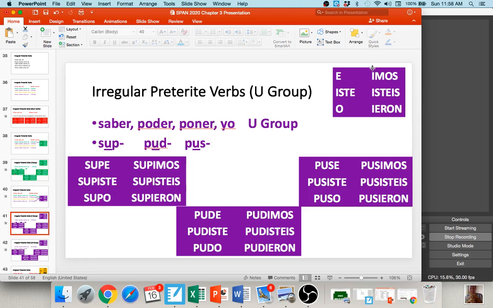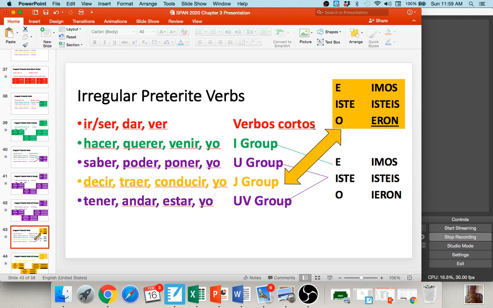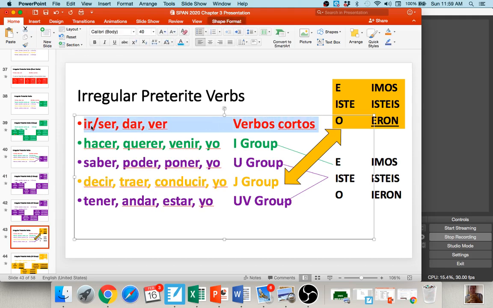You also have this common set of endings here. So, supe, pude, puse. Just try to remember the yo form. If you can get to the yo and you can remember your endings, you can unlock all these other forms of the verb. Same thing with that UV group. Tener becomes tuv, andar becomes anduv, and estar becomes estuv. Again, same set of endings. So tuve, anduve, estuve. If you've noticed so far, our verbos cortos line is one you have to just memorize. Fui, di, vi. Whereas the I group, the U group, and the UV group all use a common set of endings. Iste, o, imos, isteis, ieron.